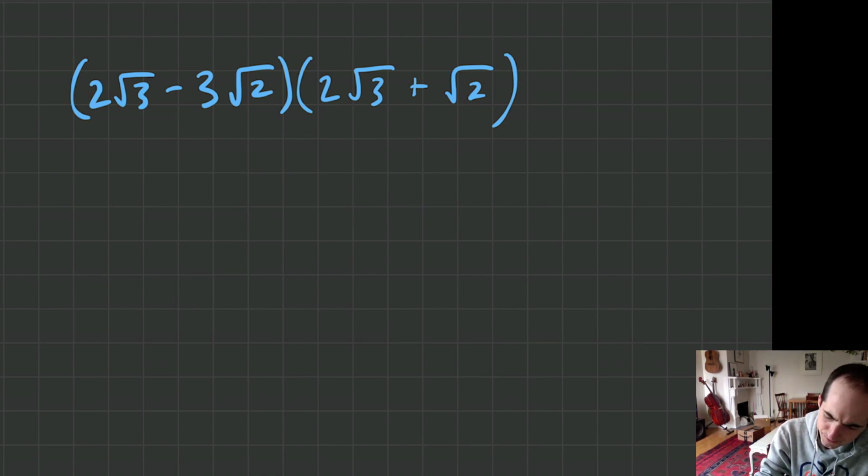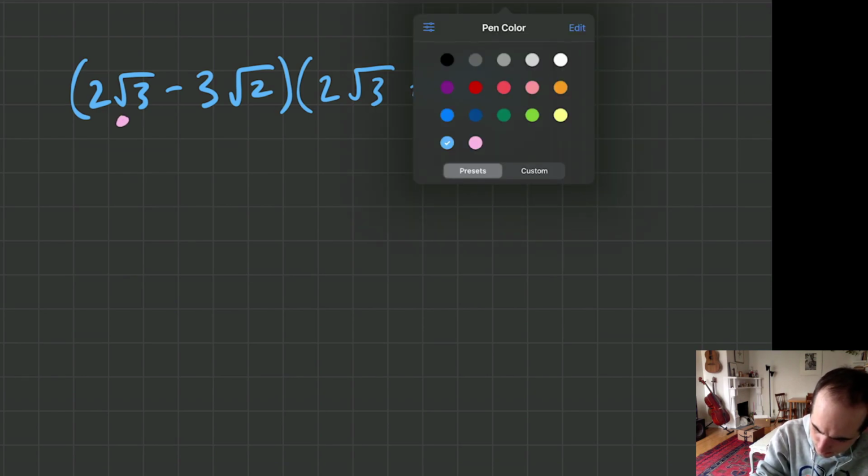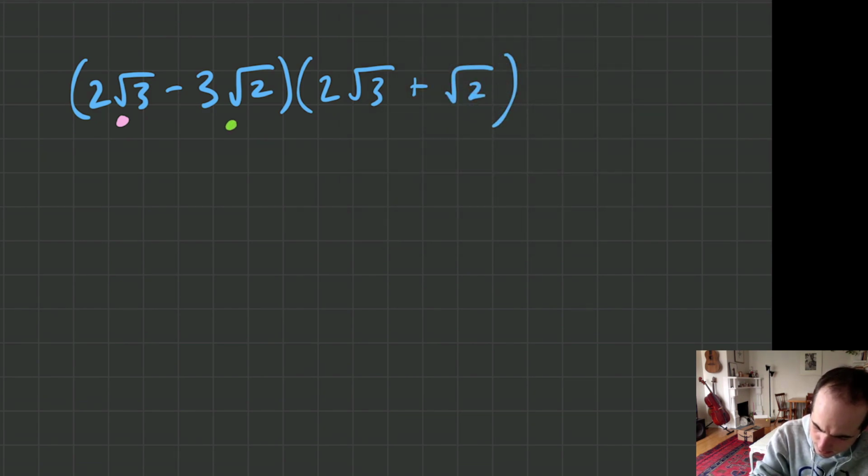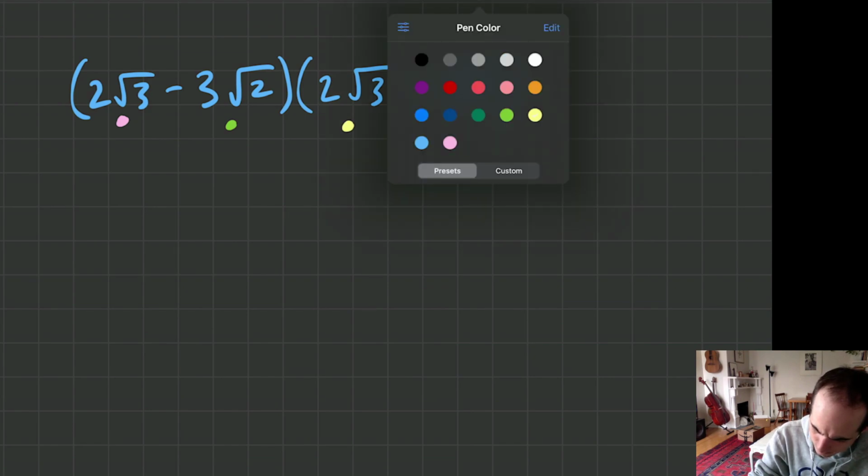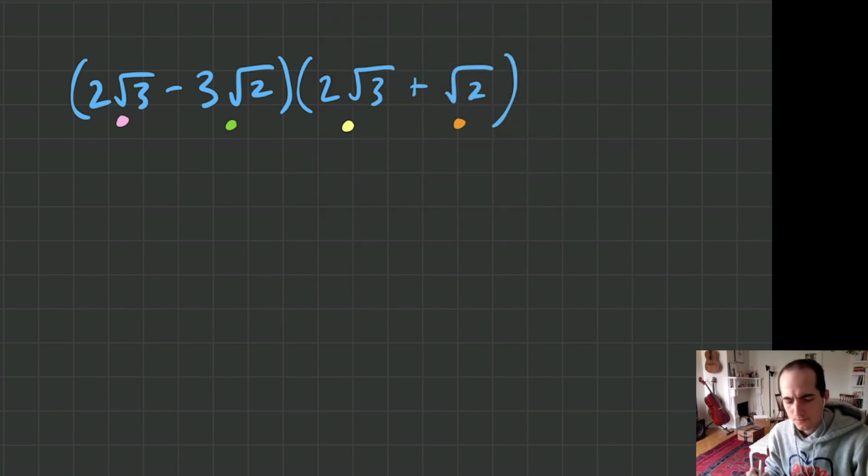Okay, so the way I like to do these is I think of every single term in here having to multiply every single term in here. So maybe what we can do is, let's do a little color coding thing. I'll get 4 different colors. This is going to be my pink. This is going to be green. This is going to be yellow. And let's do one more color. I've already got purple. How about orange? So this is my orange, okay?